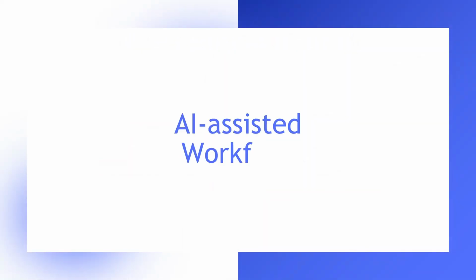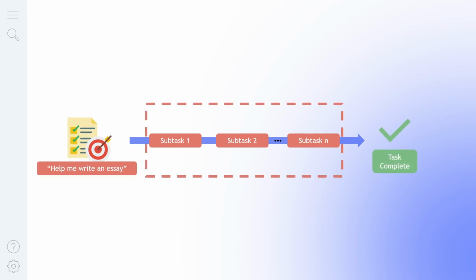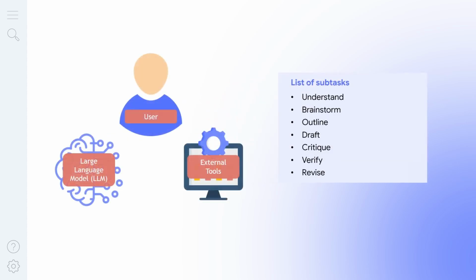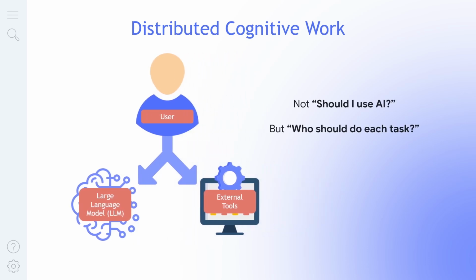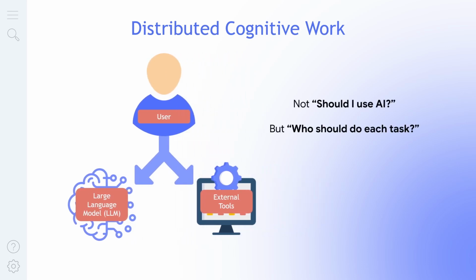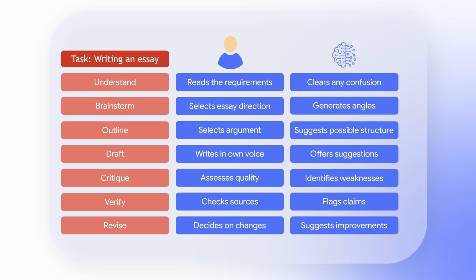So, what is an AI assist workflow? A workflow is simply a sequence of steps used to complete a task. An AI assist workflow uses AI at selected points in that process, but it does not hand the entire task over to AI. The useful way to think about this is as distributed work. Part of the task is carried by you, part by the AI, and part by external tools and sources. The key design question is not "should I use AI", but "who should do each step, and where does my judgment need to stay?" Let's make that concrete with the writing workflow.